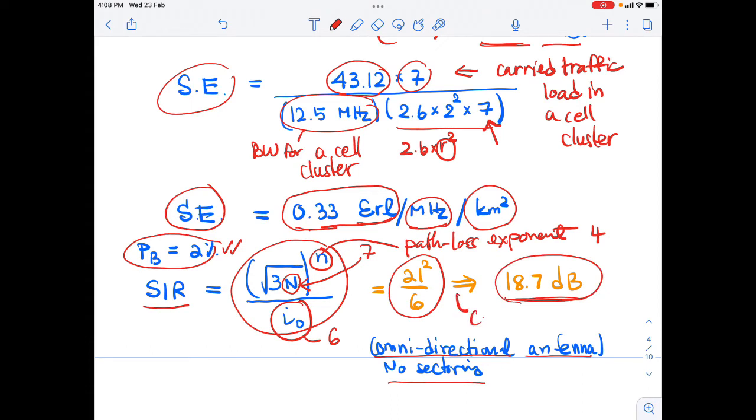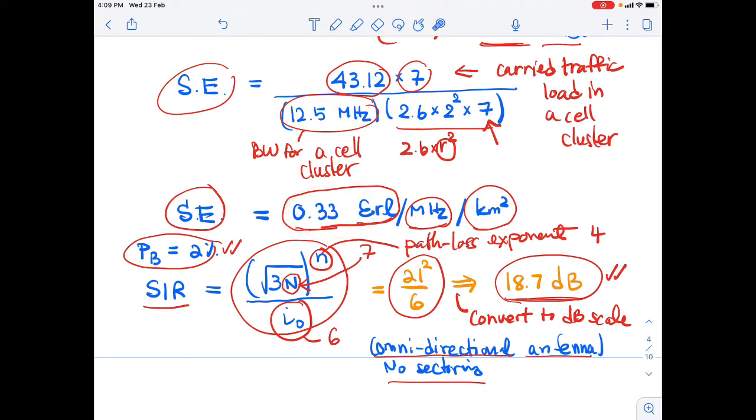Convert to dB scale. So this is bigger than 18 dB. For example, if the system we are talking about is AMPS, this is a little bit bigger than the requirement, which is 18 dB. So this is good. Now, can we do better than this? Doing better means, can we increase spectral efficiency?